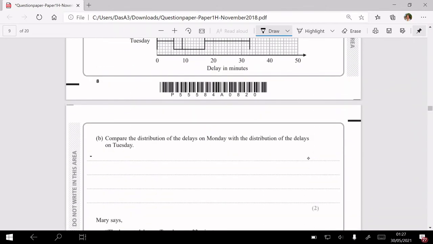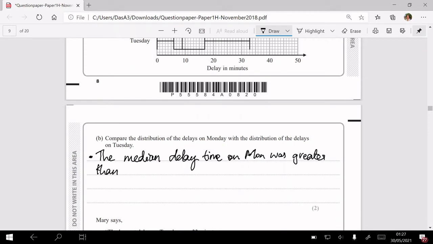So let me write that down. So the median delay time on Monday was greater than the median delay time on Tuesday. To be as specific as you can.